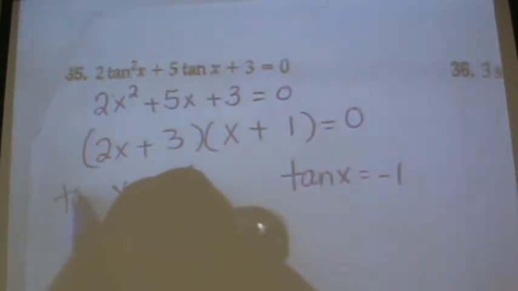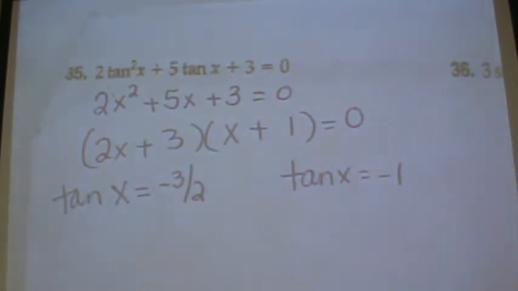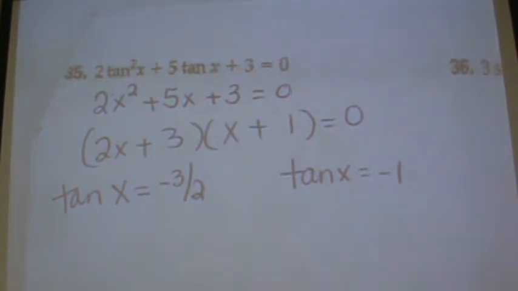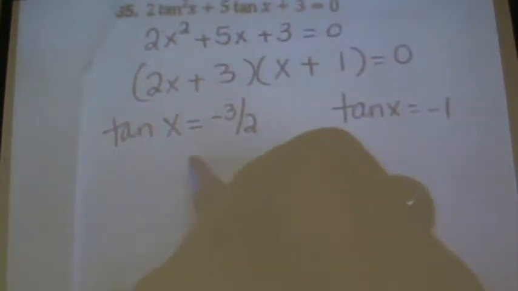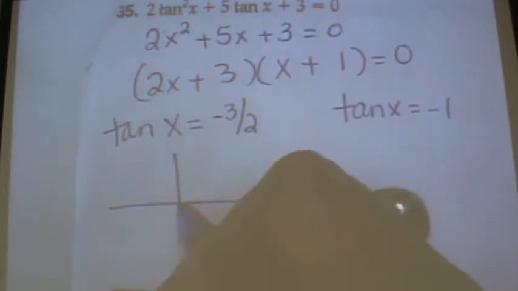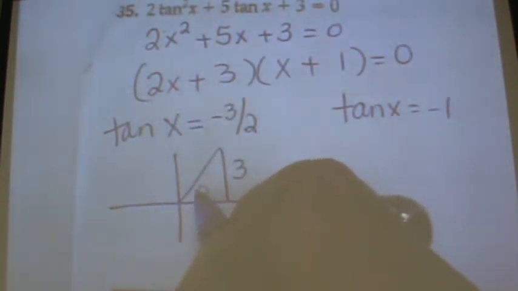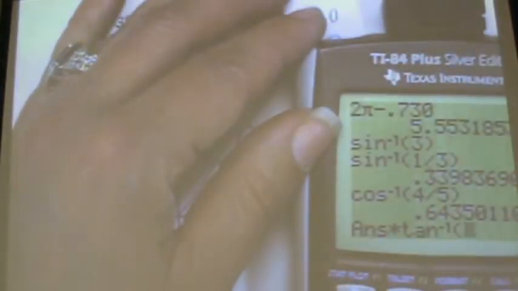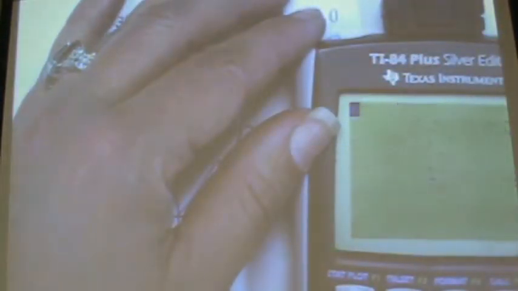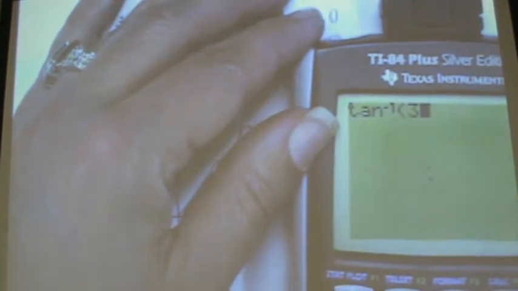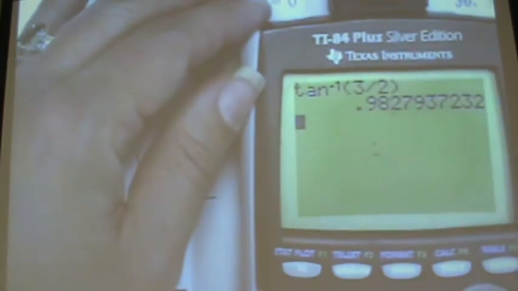So this is what you have. You have tangent x is -3/2 and tangent x equals -1. So this is what we have. In quadrant 1, you've got the side opposite over the hypotenuse. What angle am I? So you would hit second tan, 3 divided by 2, and you get 0.98.